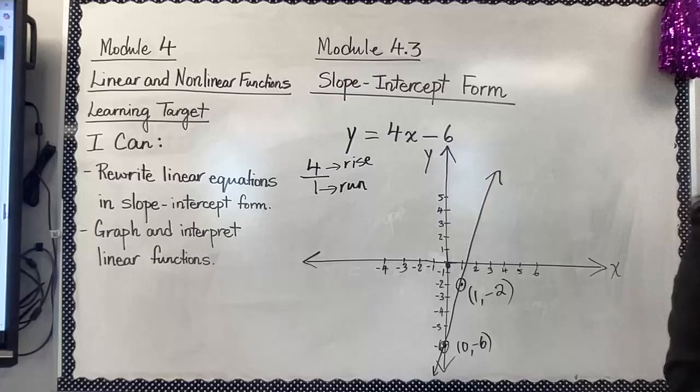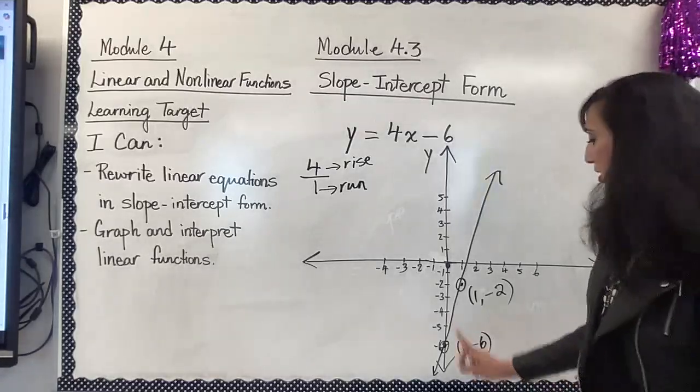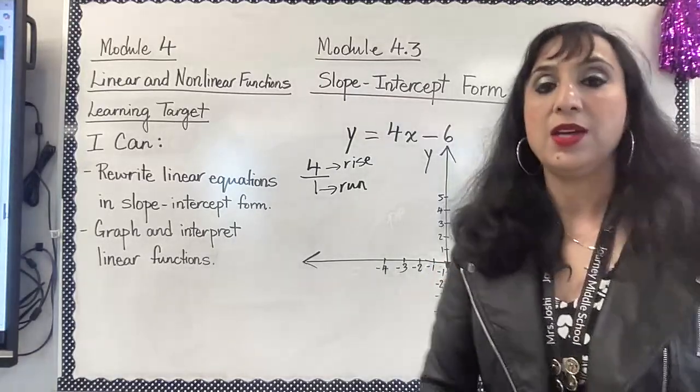So once again, the slope is rise over run, which is 4, and that is why my rise is 4 and my run is 1. Okay.